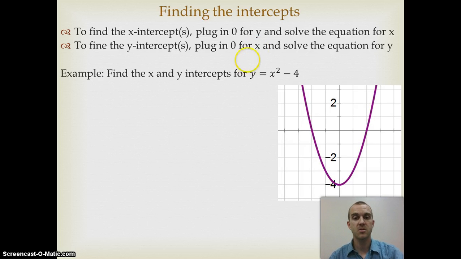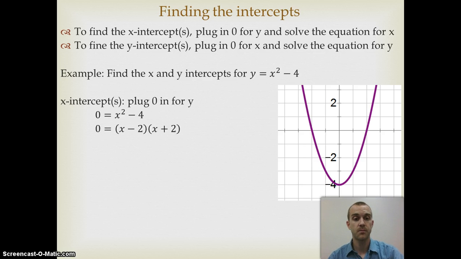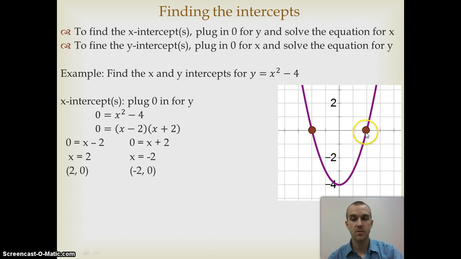So let's say we've got the equation y equals x squared minus 4. If I want to find my x-intercepts, or where are these places that it's hitting the x-axis, I'd want to plug in a 0 for y. So now I'll just solve this. I can either add 4 to both sides, or I can factor, recognizing that's the difference of perfect squares. Either method's fine. In this case, I'm going to factor. Now I'll set each factor equal to 0. So I know that x is 2 and x is negative 2. That means I'm hitting at negative 2, 0 and 2, 0.